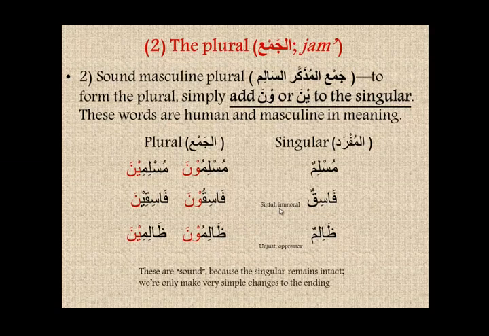These are sound because the singular remains intact. Notice how the word Muslim still appears in the plural. The word fasiq appears and the word zalim appears. We are only making very simple changes to the ending, adding una or ina.